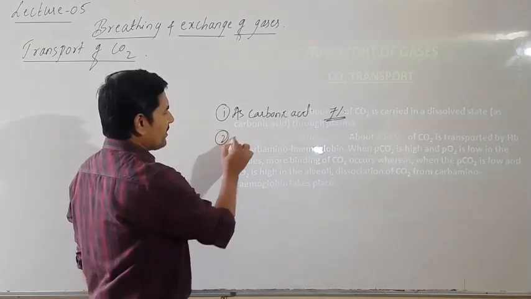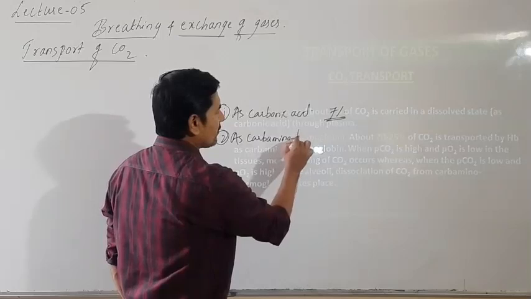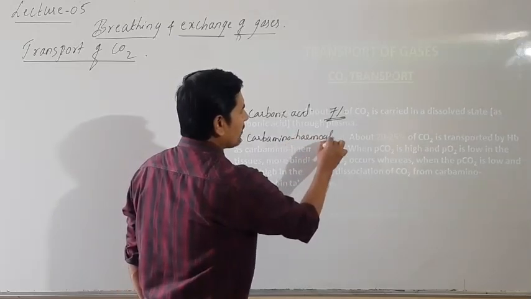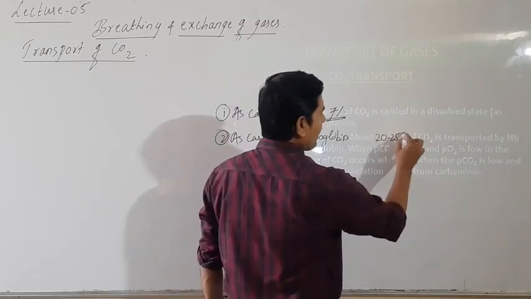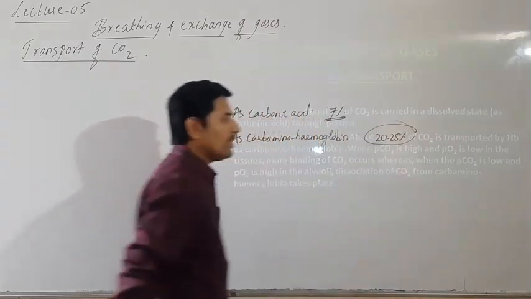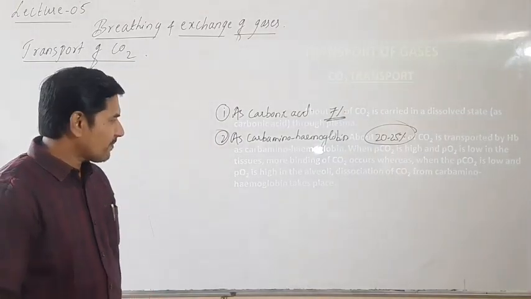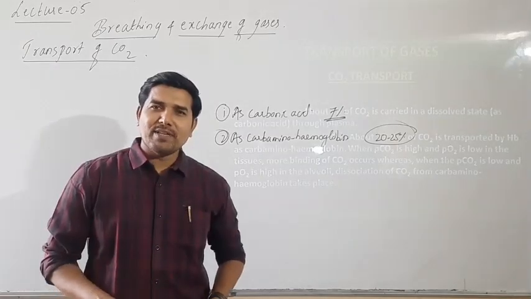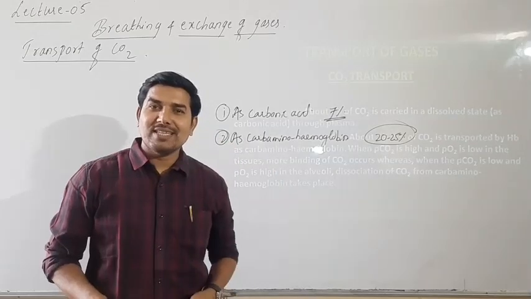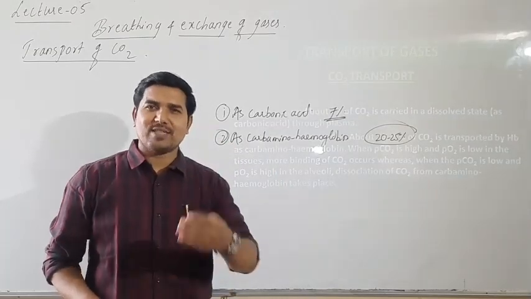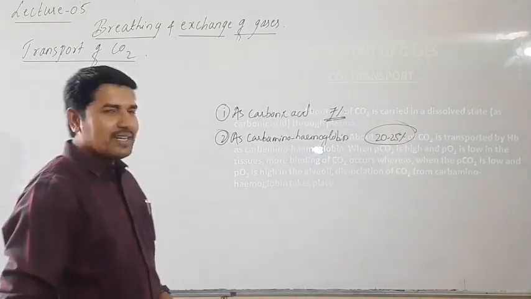7% of CO2 is transported in this form. The second form is as carbamino hemoglobin. Then about how many percentage? 20 to 25% of CO2 is transported from the tissues towards the lungs. And the third one, the major one, is bicarbonates. That is the major part: 70% of the carbon dioxide is transported in the form of bicarbonates.